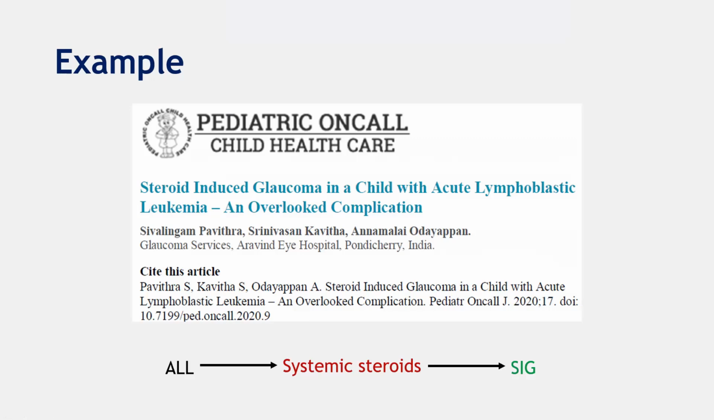This is one of the case reports that we published, and what we are going to do today is analyze how to modify our case report and how to make it better so that the acceptance rate improves. So this is a patient who had acute lymphoblastic leukemia, and he was treated with systemic steroids, and later on he developed steroid-induced glaucoma. And this was published in one of the pediatric journals and not in an ophthalmology journal.